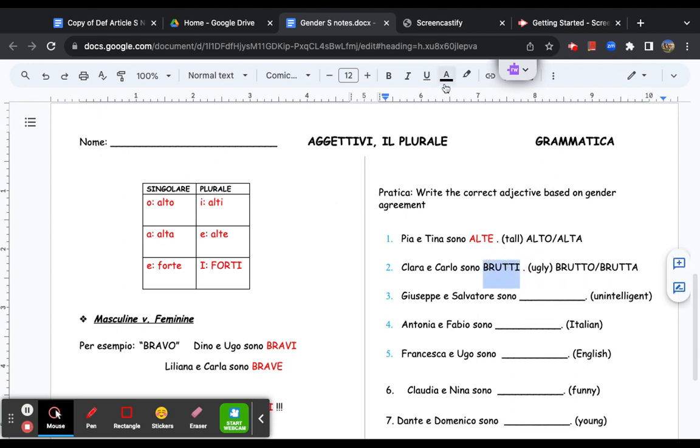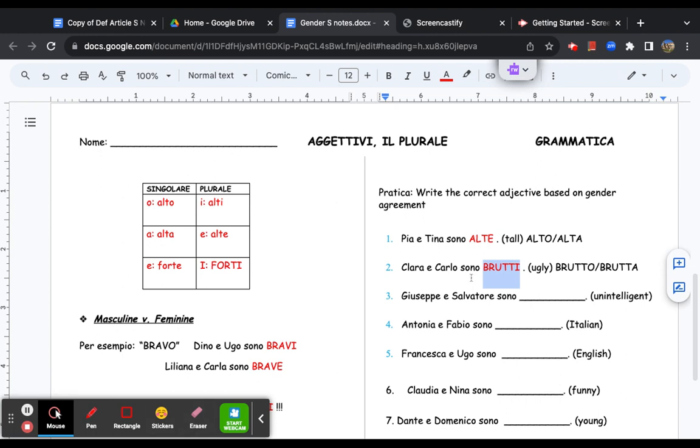Now here, it doesn't matter if we are talking about 100 persone, 100 people, 99 of them are female and one of them is male. If there is one male, it has to be an adjectivo nel plurale, in the plural, masculine plural, all right?